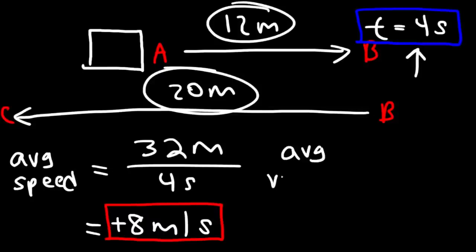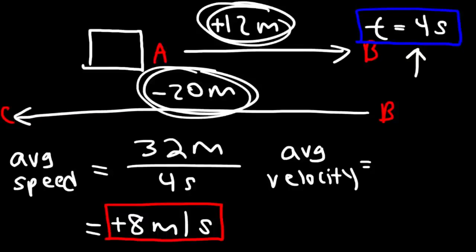Now what about the average velocity? Well, we know that average velocity is defined as displacement divided by the total time. The displacement for the first part of the trip going from A to B is positive 12 because the object is traveling in a positive x direction. The object is going east. For the second part of the trip, the object is traveling west towards the negative x direction. And so going from B to C, the displacement is negative. So if we add up 12 and negative 20, we can get the net displacement, which is negative 8.